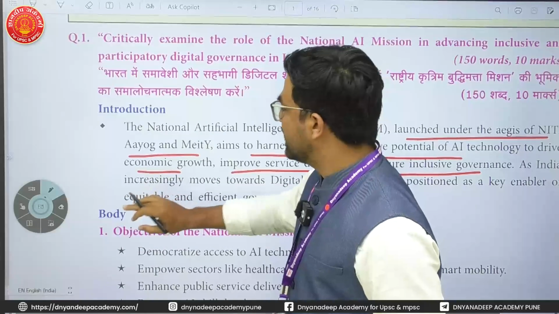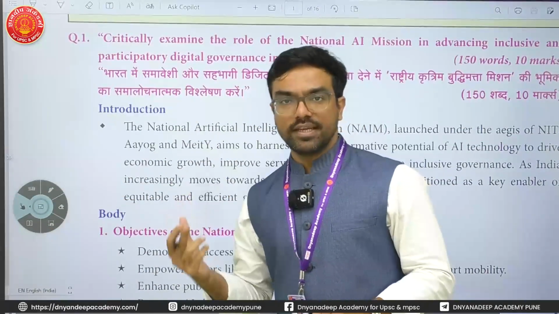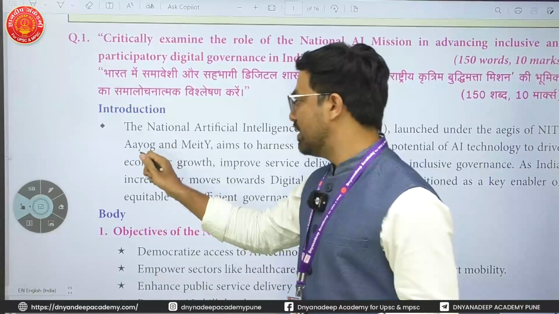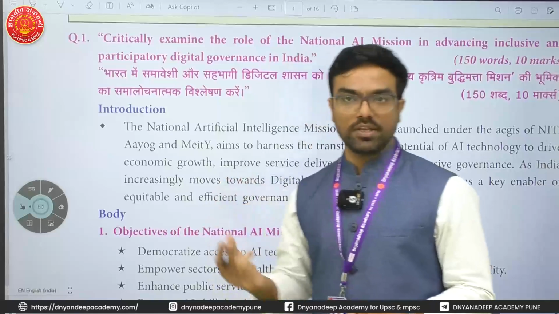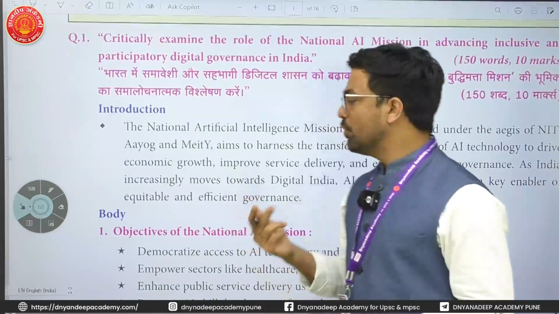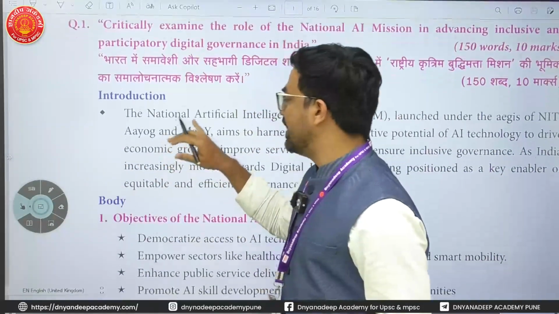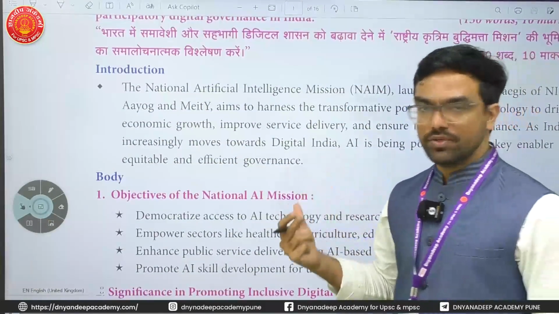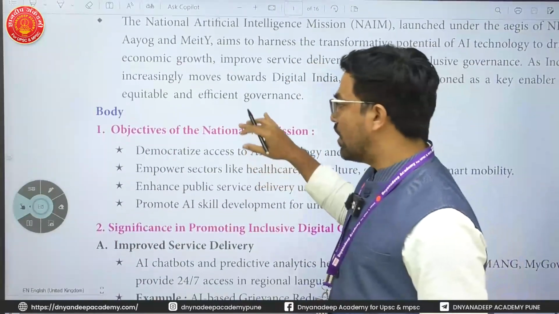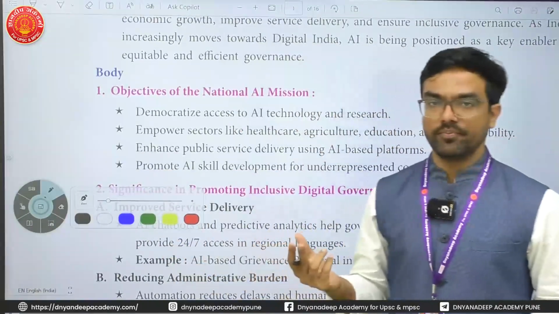So in the short intro, we will highlight what is National AI Mission. It was started by Niti Aayog and Ministry of Electronics and Information Technology. Its main purpose is to harness transformative potential of AI in ensuring digital governance, economic growth, and inclusive governance. So in the main body, in short, we have to write what are the features of AI Mission.